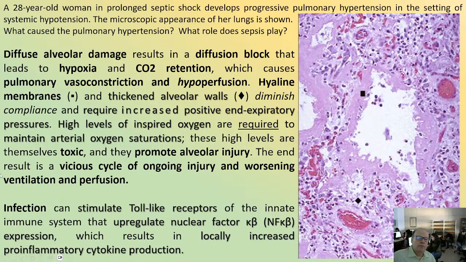So one factor related to diffuse alveolar damage is infection, but there are other factors as well. And a key factor is nuclear factor kappa B, which results in this increase of cytokines, inducing inflammation.